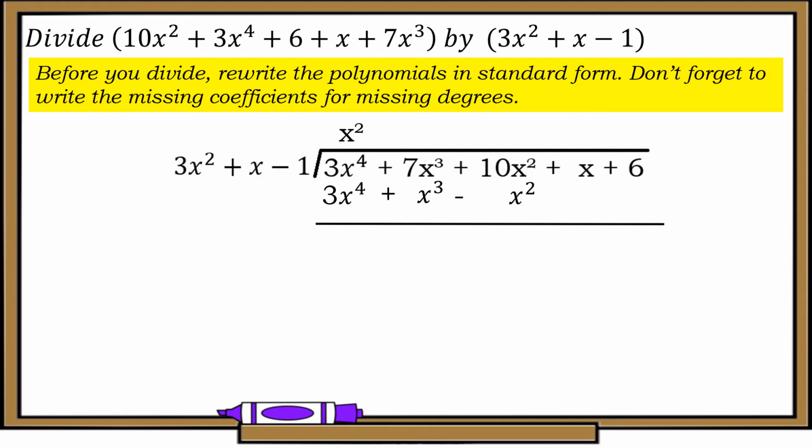Subtract. Change the sign of the subtrahend and proceed to addition. The 3x to the fourth, previously positive, became negative 3x to the fourth. The positive x cubed became negative x cubed. And the negative x squared became positive x squared. Then proceed to addition. 3x to the fourth minus 3x to the fourth, 0 or cancel. Then 7x cubed and negative x cubed is positive 6x cubed. 10x squared and positive x squared is positive 11x squared.